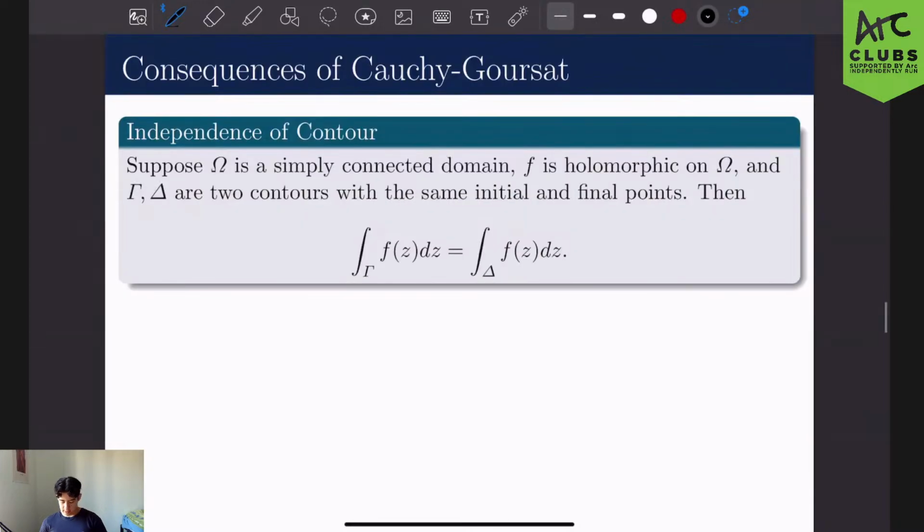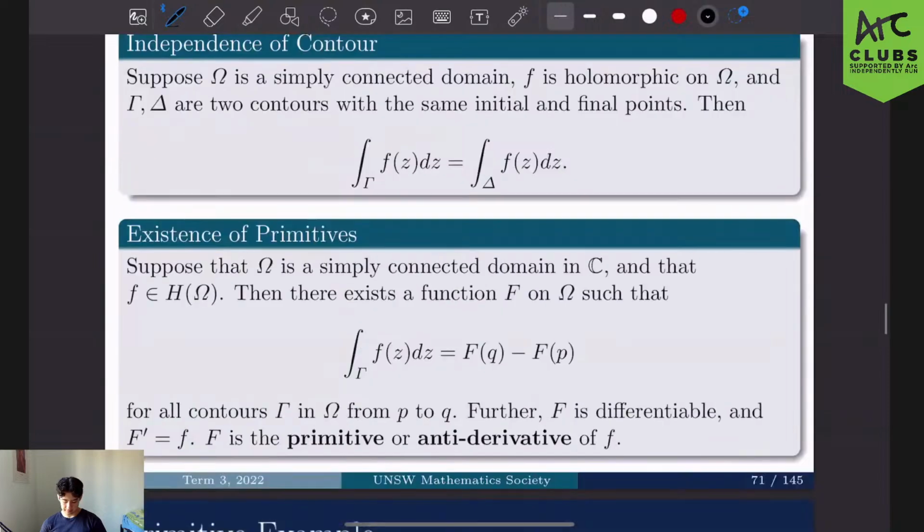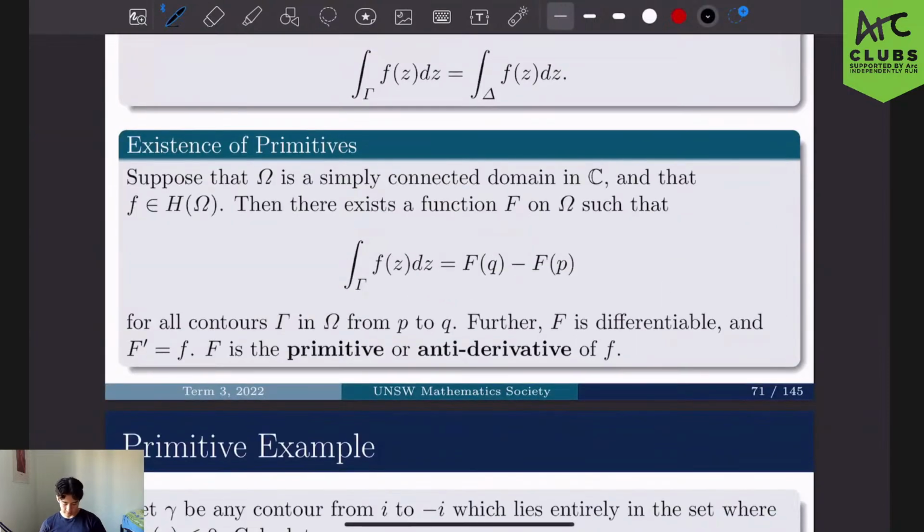Alright, and this is similar to before. It's just stating that if you have two contours with the same initial and final points, it doesn't matter which one, it's going to be the same value of the integral. Alright, so we have that primitives exist, similar to the real case. It's just stating that if you have the primitive or antiderivative, you can just substitute in.